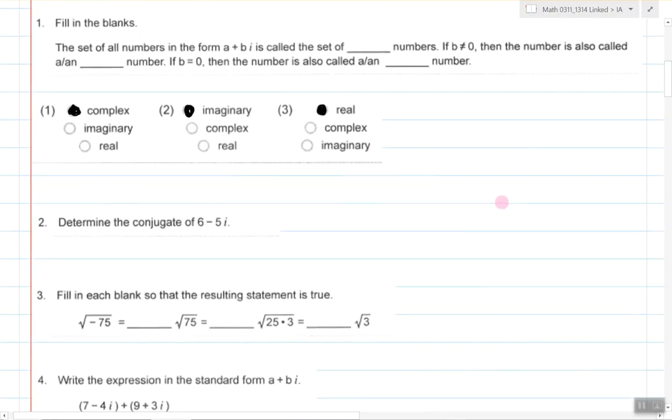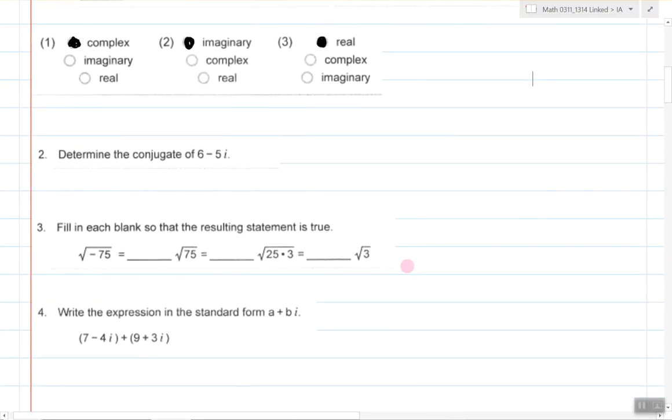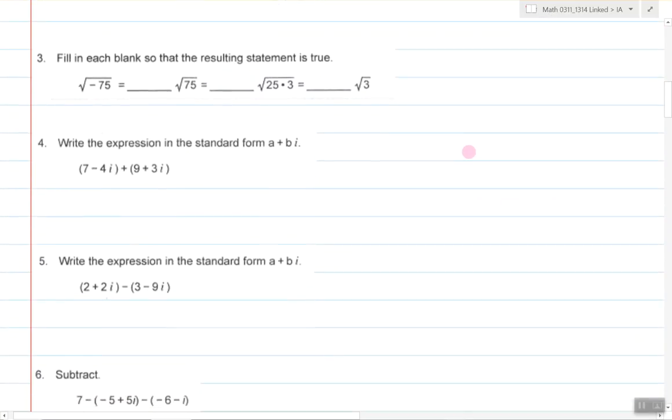All right, number 2 says determine the conjugate of 6 minus 5i. Well, if you remember that i represents a radical, then the idea of having a conjugate, I hope, makes sense. Do you remember from the previous lesson that if you had 2 plus the square root of 3, its conjugate was 2 minus the square root of 3, and so on. The conjugate of 6 minus 5i will be 6 plus 5i, and we will use conjugates similarly to how we did before.